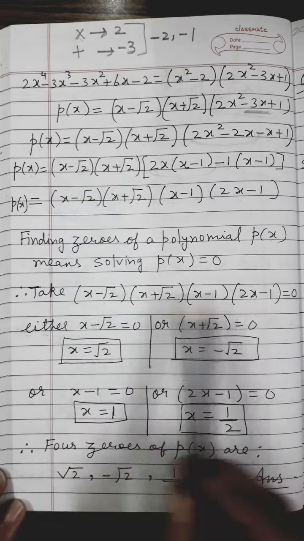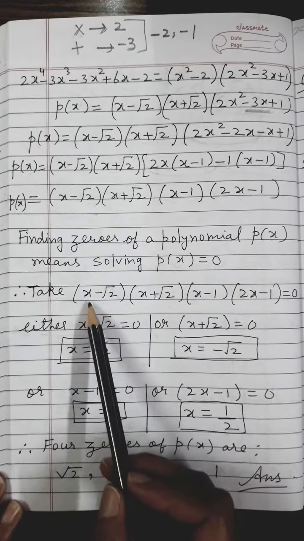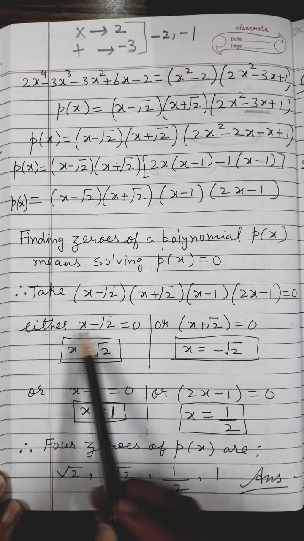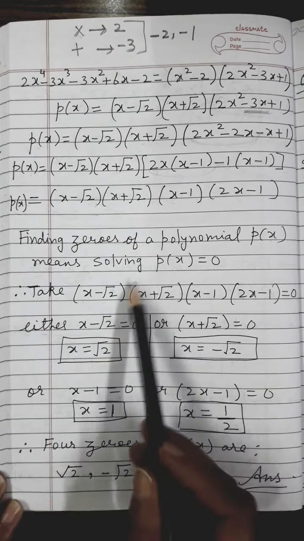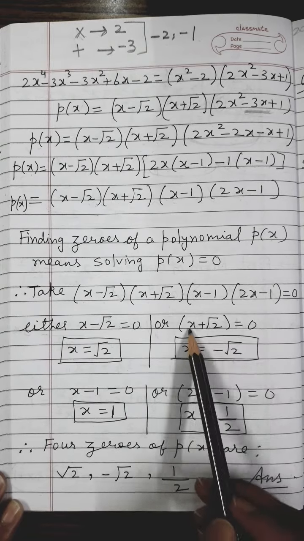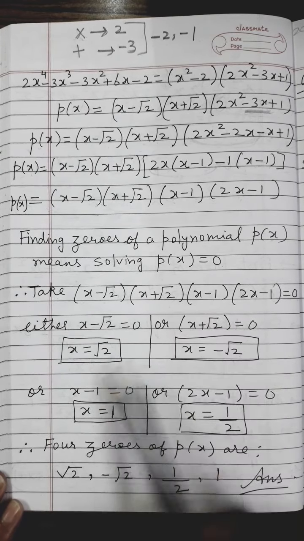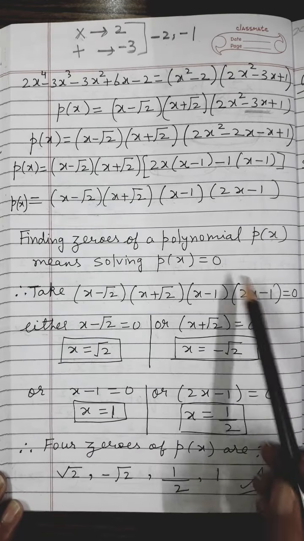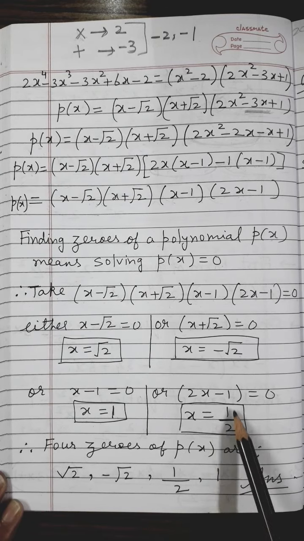Now what you see in this step, it is a product of 4 terms. Product of 4 terms will be 0 if any one of the 4 terms is equal to 0. So I can write it down like this. Either x minus root 2 is 0, solve it, x equals to root 2. Or x plus root 2 is 0, solve for x, x equals to minus root 2. Or x minus 1 equals to 0, therefore x equals to 1. Or 2x minus 1 equals to 0, therefore x equals to 1 upon 2.